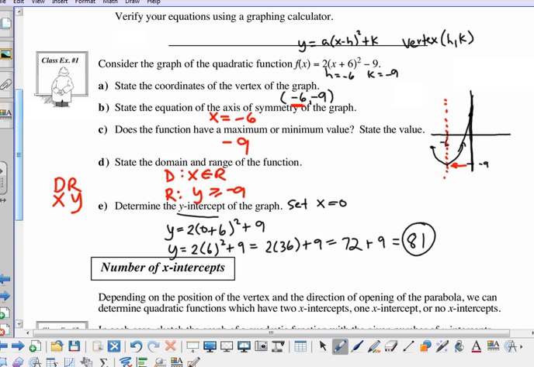Oh, was there a negative 9? It's not a plus 9. Sorry, guys. It's a negative 9 here. 72 minus 9, which is actually 63. So it's way up there. Right, way, way up there.